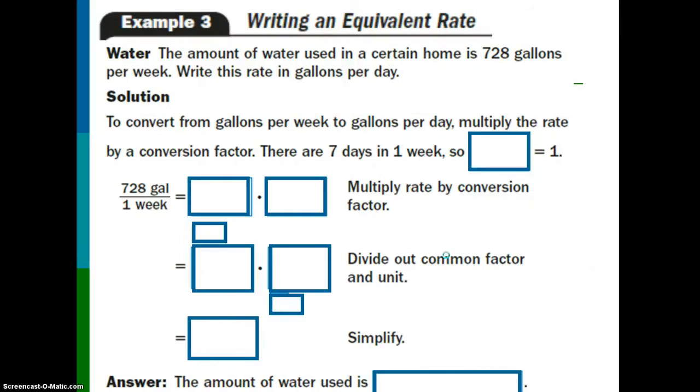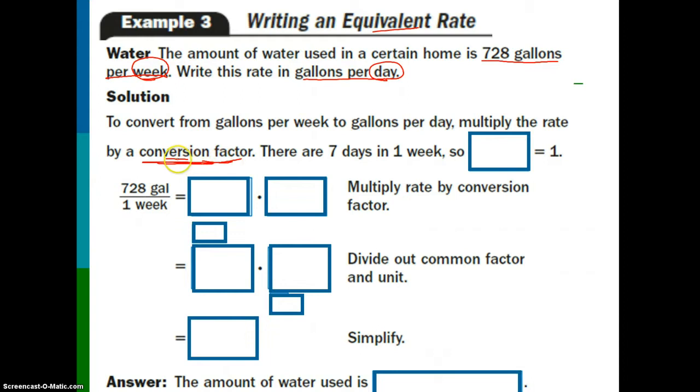In example 3, we write an equivalent rate. The amount of water used in a certain home is 728 gallons per week. Write this rate in gallons per day. So we had per week, now we want to find per day. In order to do that, we need to convert gallons per week to gallons per day. So we need to multiply the rate by the conversion factor.